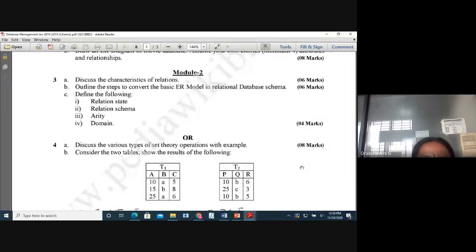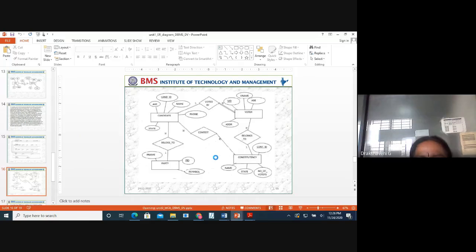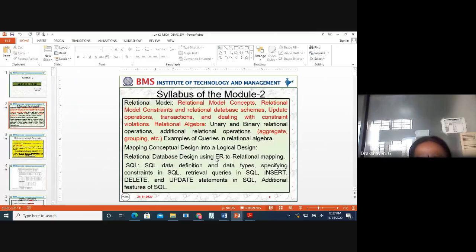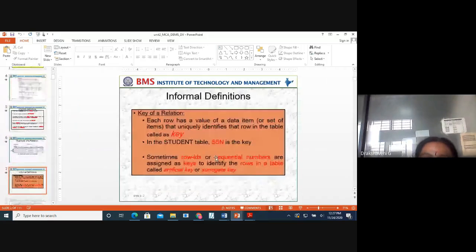Okay, so then discuss the characteristics of relation. So they have moved on to the next unit, that is Unit 2. So what does Unit 2 say to us? We speak about a relation. So in this relation, they're asking about characteristics.